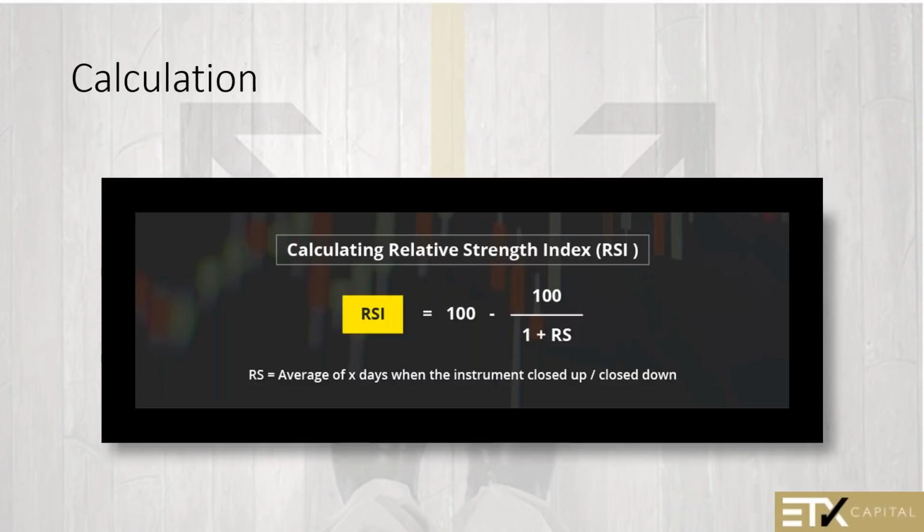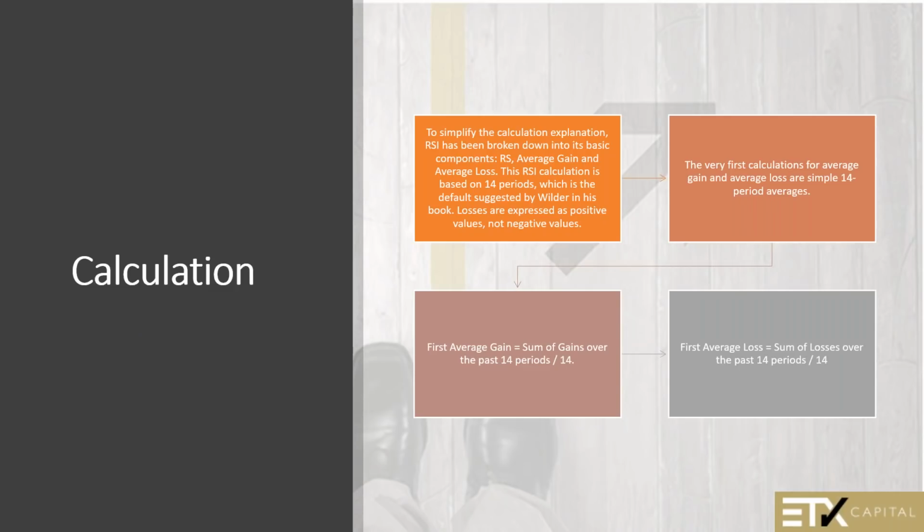Now, the calculation for RSI is very simple, okay? And you will probably never do a calculation. But RSI is equal to 100 minus 100 divided by 1 plus RS. And RS is the average number of days when the instrument closed up or closed down. Okay? And this number is calculated for you and placed on your charts. So to simplify the calculation explanation, RSI has been broken down into basic components. RS is the average gain or average loss. The RSI calculation is based on 14 periods, which is the default suggested by Wilder.